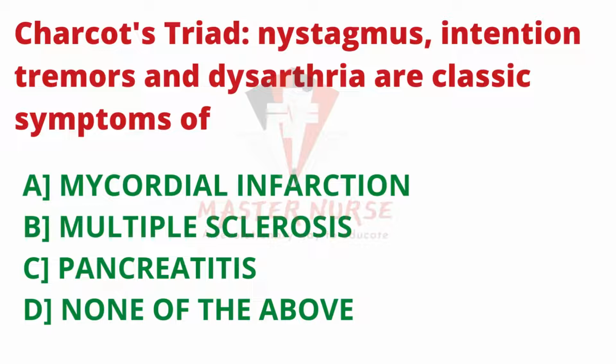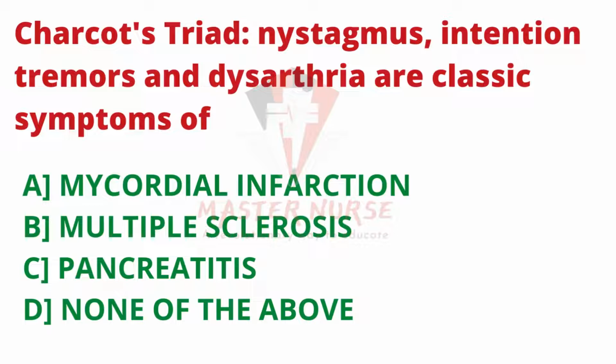So this includes nystagmus, which is caused by damage to the nerves, optical nerves. Then there will be intention tremors. So intention tremor is nothing but when they reach out to touch an object or when they try to do some activity, only then the tremors will be increased. And the next one is dysarthria, which is disturbed articulation of words. There will be difficulty in articulating words and speaking because of damage to nerves that supply to the facial or speaking muscles. So this disease is a classical symptom of multiple sclerosis.